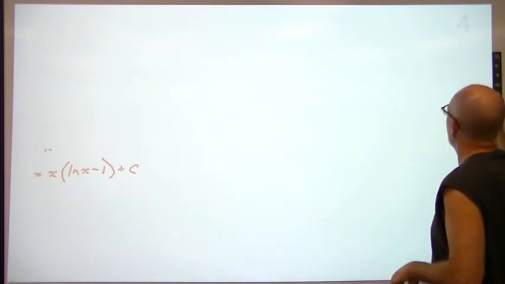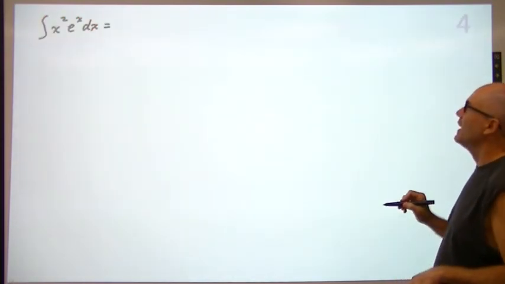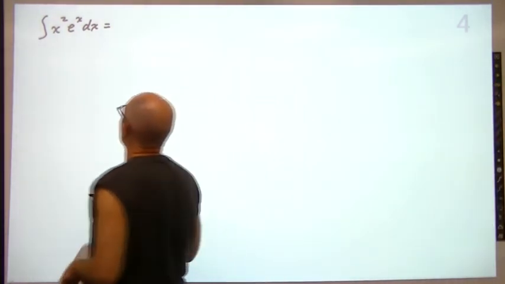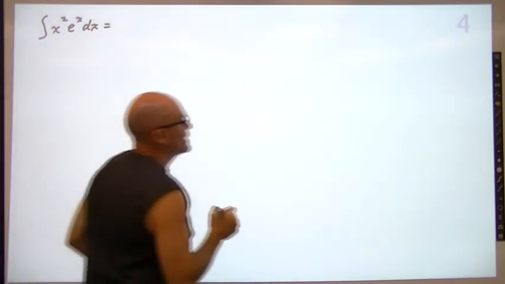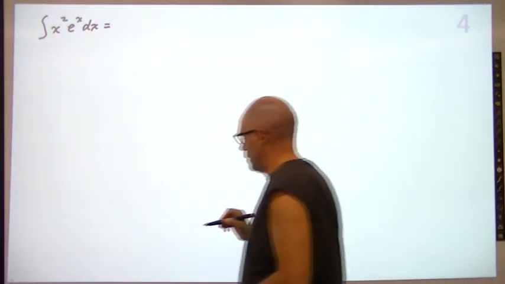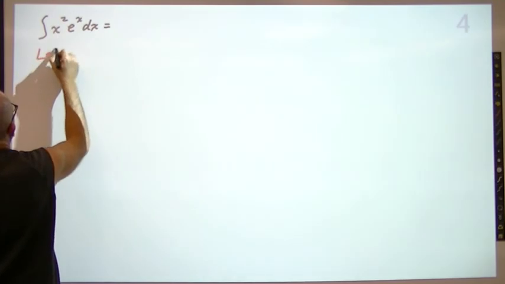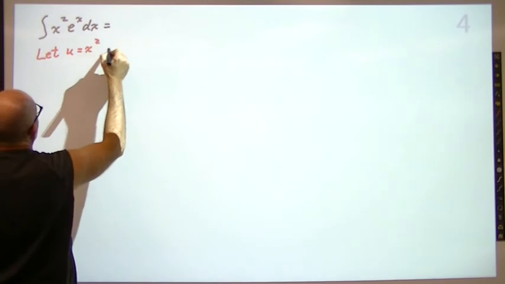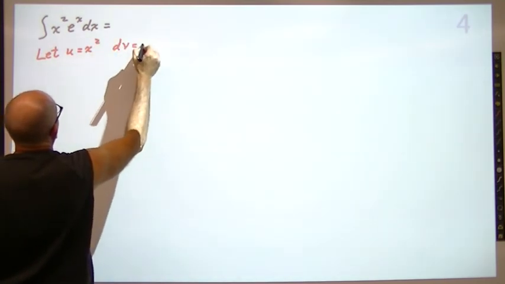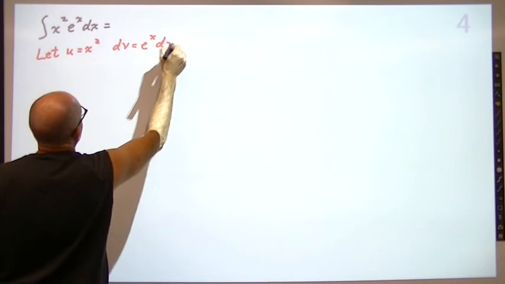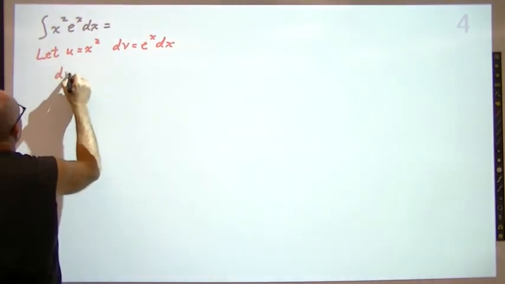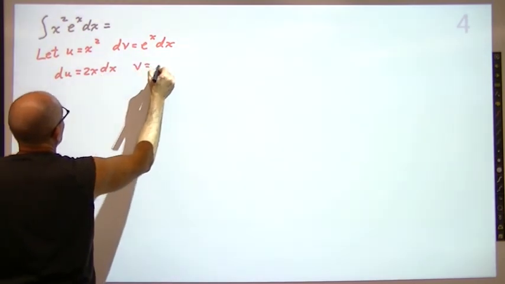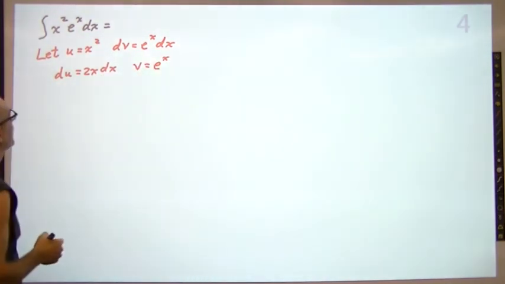Next example. x squared e to the x. Now, we need to go red here. We let u equal x squared and dv equal e to the x dx. So that means du equals 2x dx and v equals e to the x.